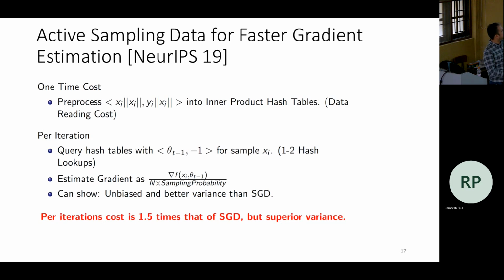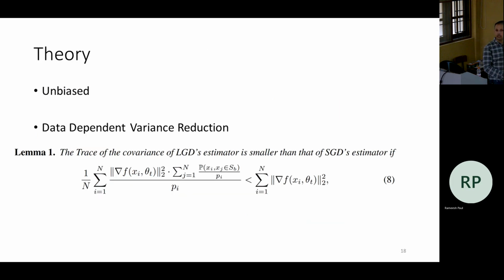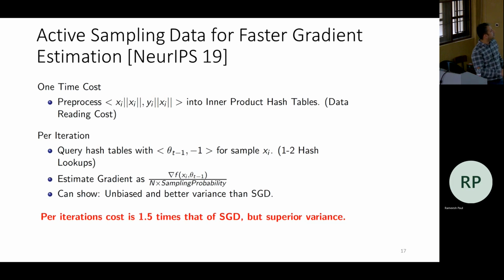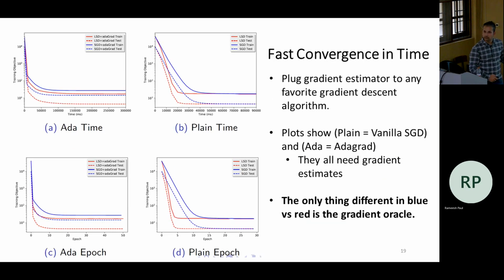Now you can even show that this is not just unbiased, but it has better variance than SGD in a data dependent case. In fact, the variance is a data dependent variance in which if the data is very clustered, you get a better variance. But what is nice is that the cost of this is roughly like 1.5 times the cost of SGD. Compute a hash, throw a few buckets, sample. SGD, sample. So if this is really going to give you a better convergence, now you are in a position to see a difference. And actually that's what we see.